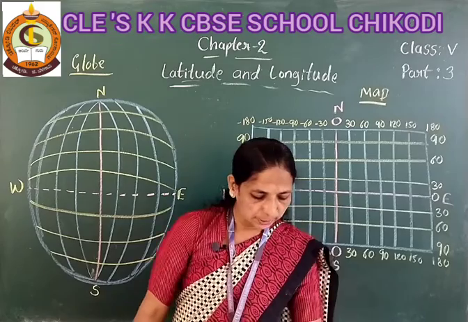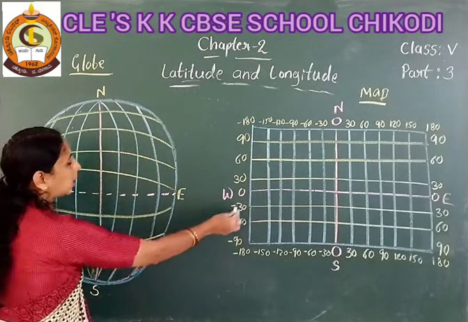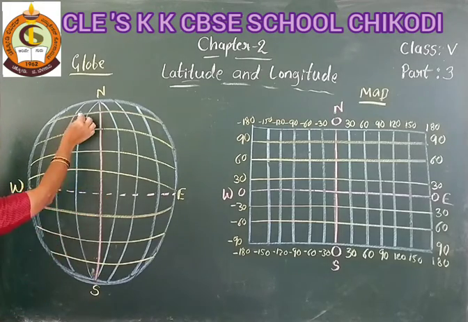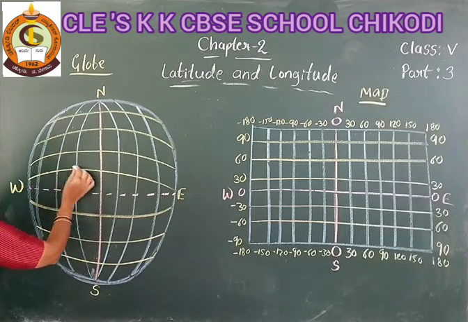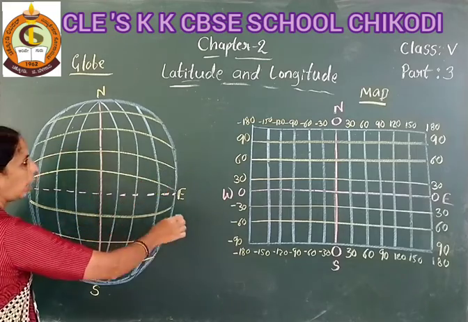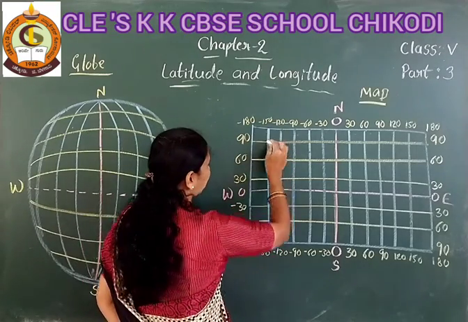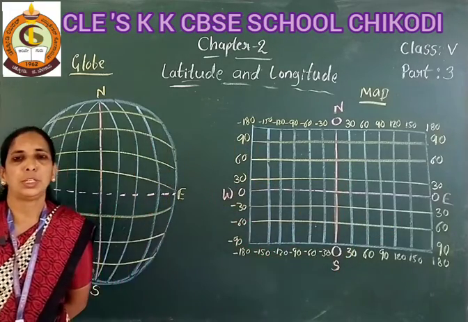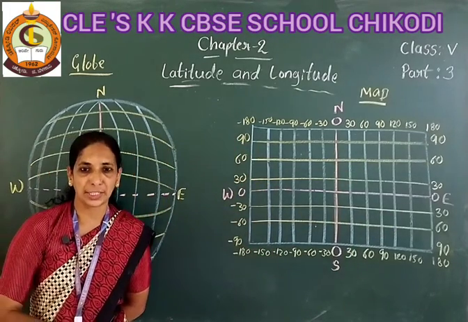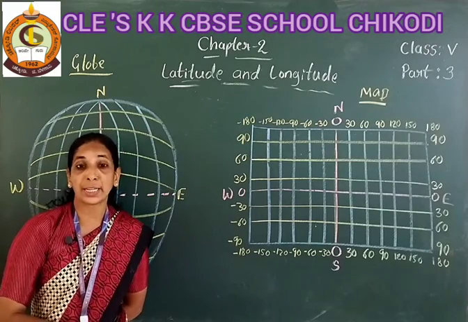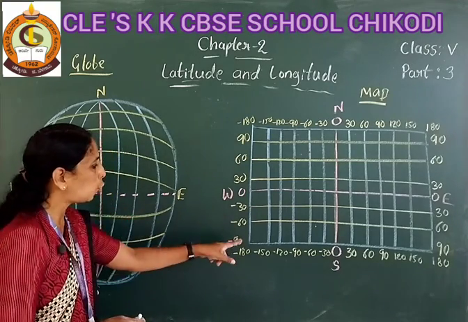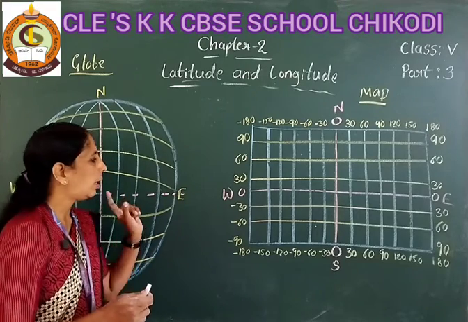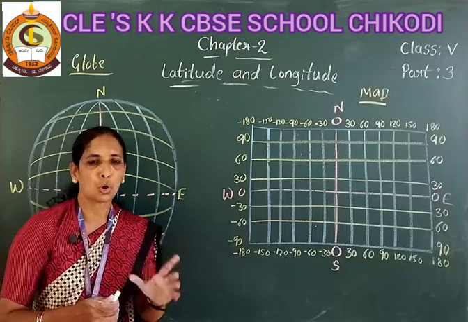See students, there are some vertical lines here on the globe, and horizontal lines also are there. On the map, some lines are there, horizontal and vertical. These are imaginary lines, also known as latitudes and longitudes.